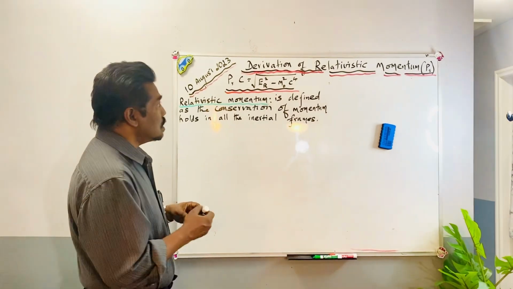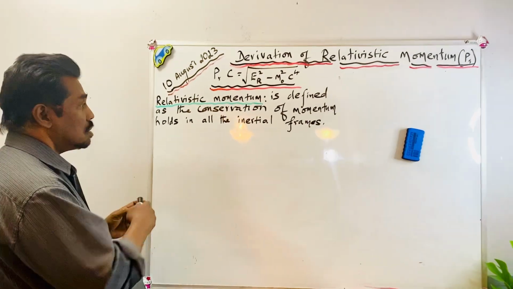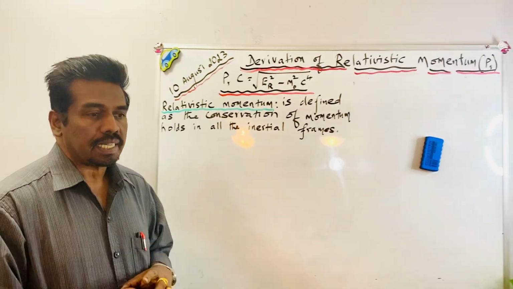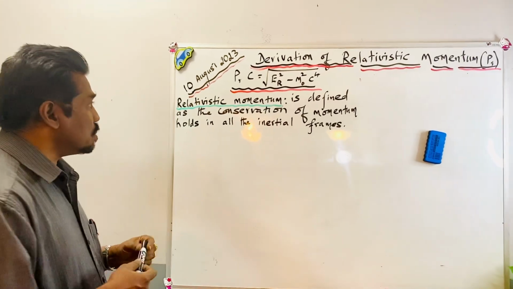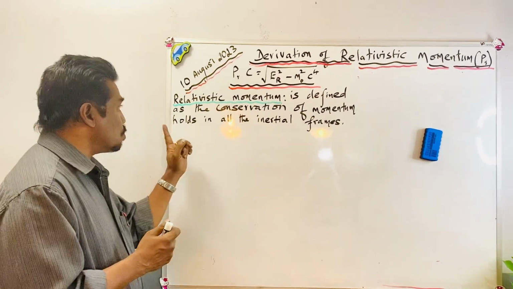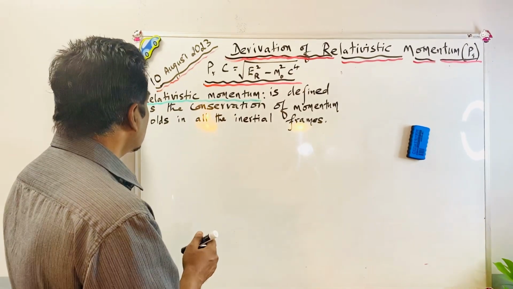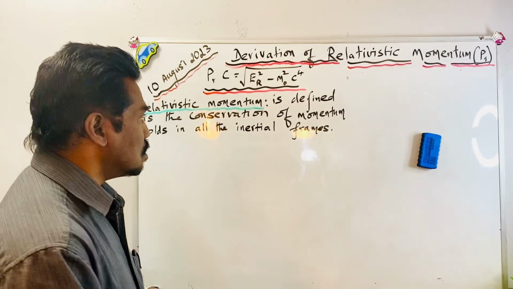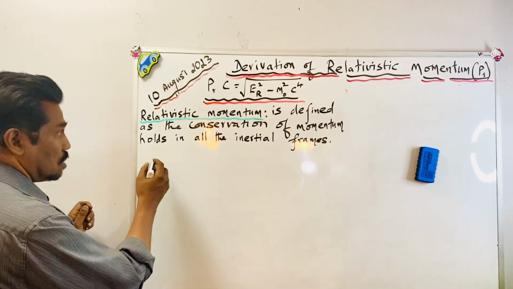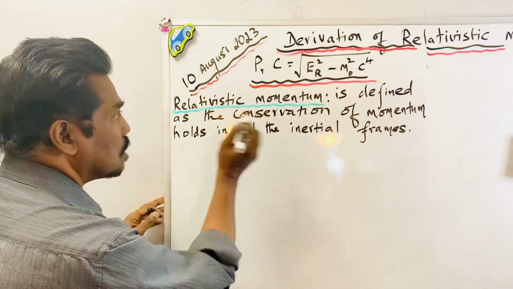Today we are going to see the derivation of relativistic momentum. This is connected with the Einstein mass-energy relationship, E is equal to mc square. Relativistic momentum is defined as the conservation of momentum holds in the inertial frames. So both relativistic momentum and classical momentum are conserved. We know that this relativistic momentum can be derived from the classical momentum.